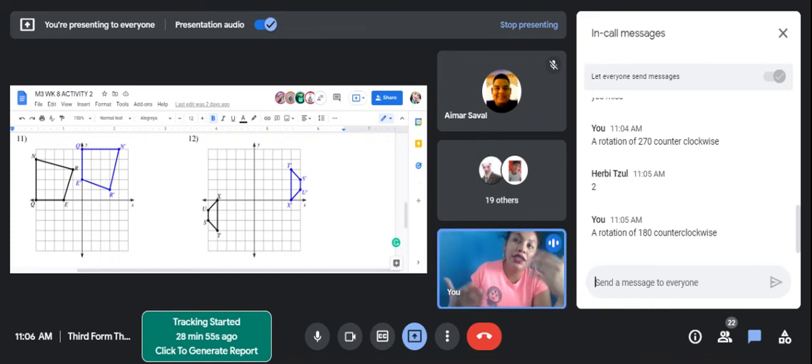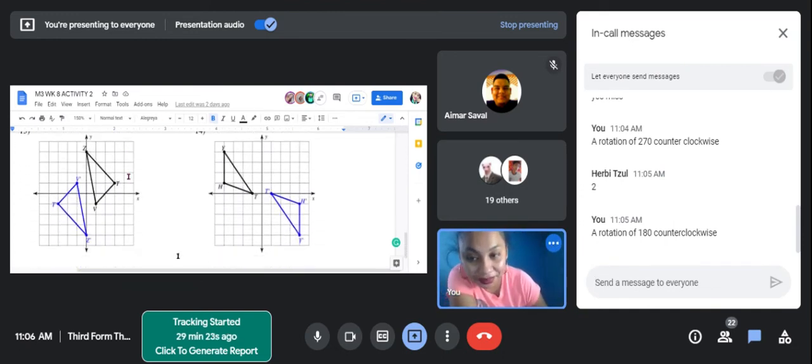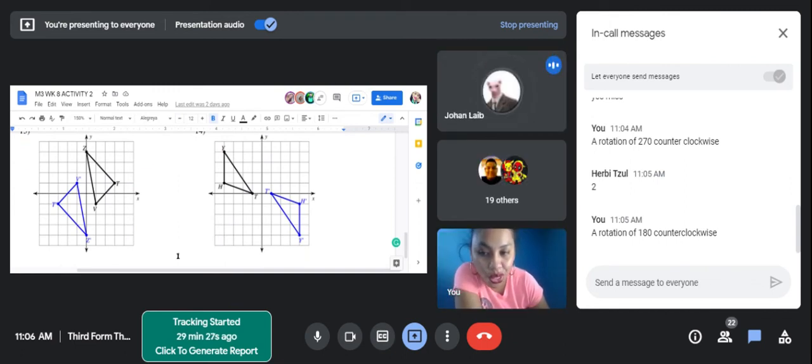So now when you guys are writing your responses, if you are writing it in your notebook, then what I am putting in the chat, that's all you will need to put. If you are writing it in the document, the same thing. Under each picture, you will write what I have in the chat. A rotation of 270 degrees counterclockwise, a rotation of 180 degrees counterclockwise. That's all you're going to be writing. Did that clarify? Yes, miss. Clear.